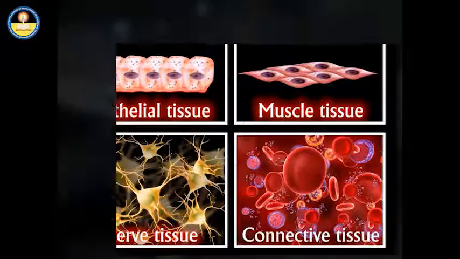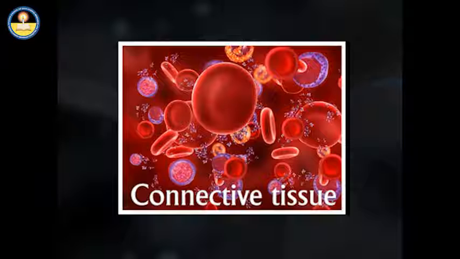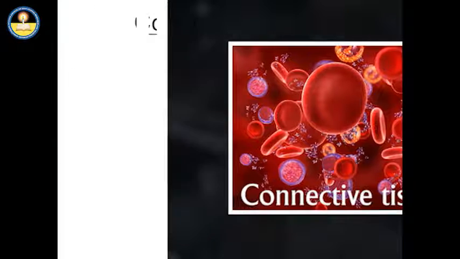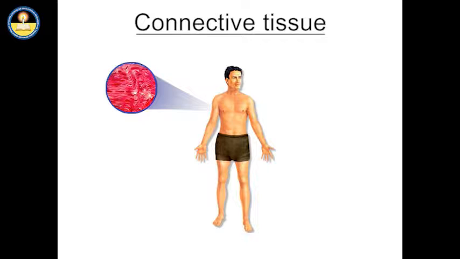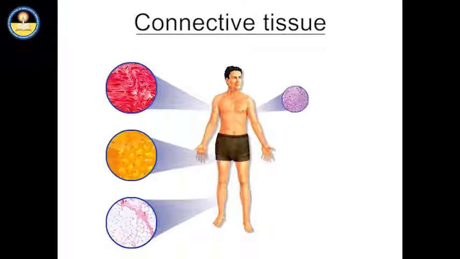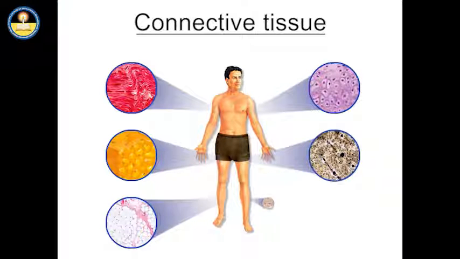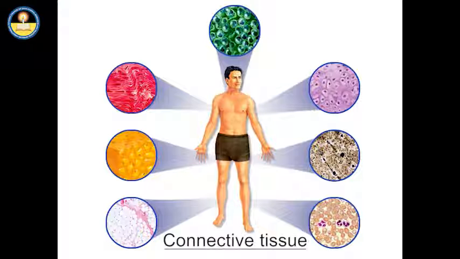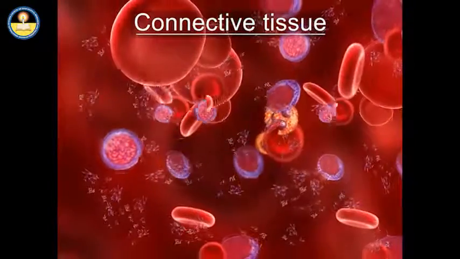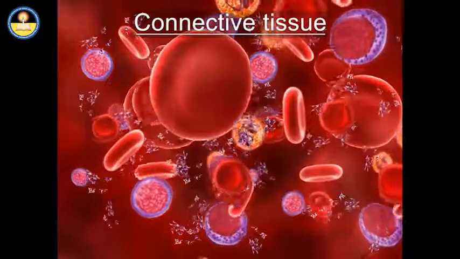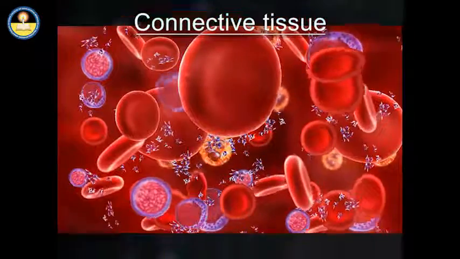Connective tissue is the most abundant and the most widely distributed of the tissues. The common types of connective tissues found in the human body: ordinary loose connective tissue, fat tissue, dense fibrous tissue, cartilage, bone, blood and lymph, which are all considered connective tissue. Blood connects the body systems together, bringing the needed oxygen, nutrients, and hormones and removing the waste.